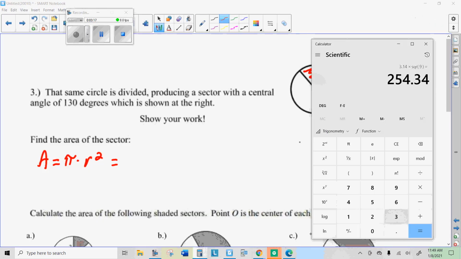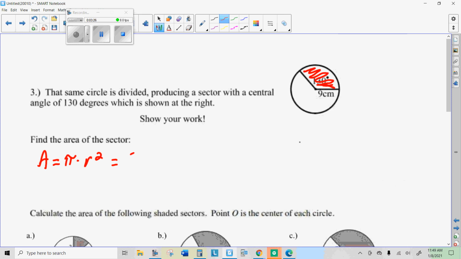which is 3.14 times 9 to the second. I think we just did that, didn't we? So we have 254.34. Now that would be the whole circle, remember that. And we only want 130 degrees out of 360 degrees of that circle.